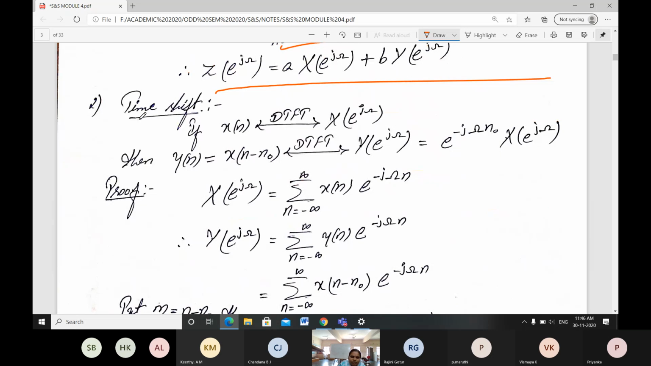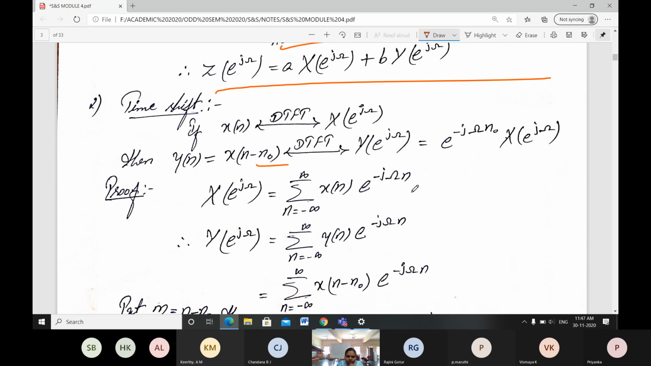Then the time shift property. If x of n has the DTFT X of e raised to j omega, then y of n is going to be equal to x of n minus n naught, where n naught is how much the signal is shifted. Therefore the DTFT is Y of e raised to j omega, that is equal to e raised to minus j omega n naught into X of e raised to j omega.